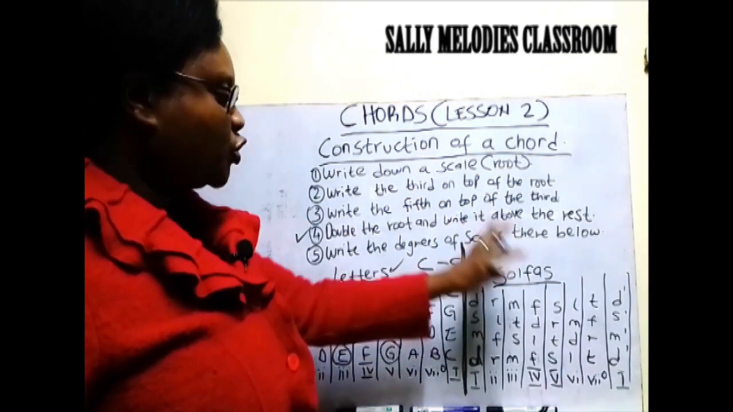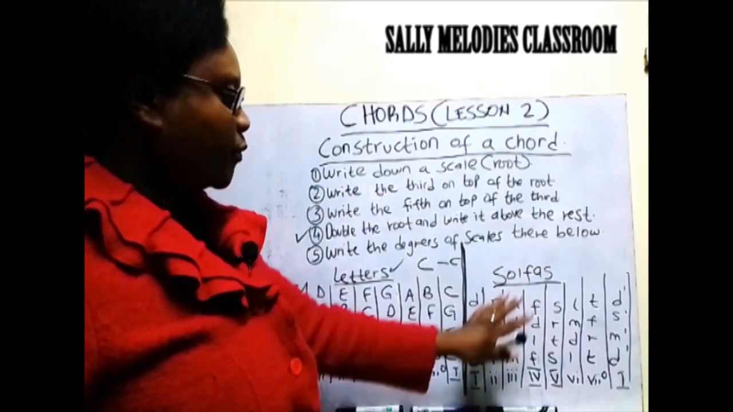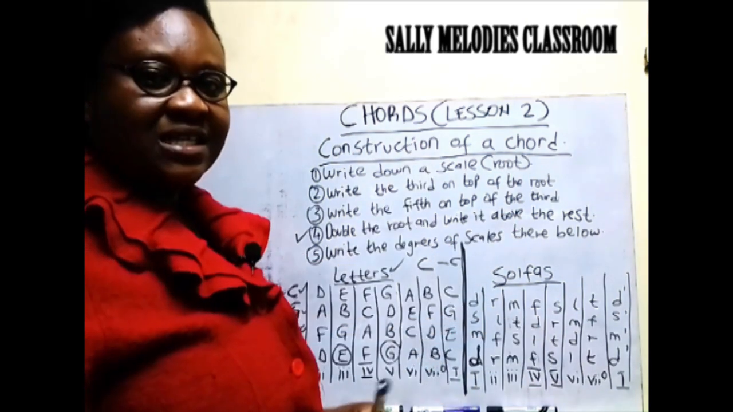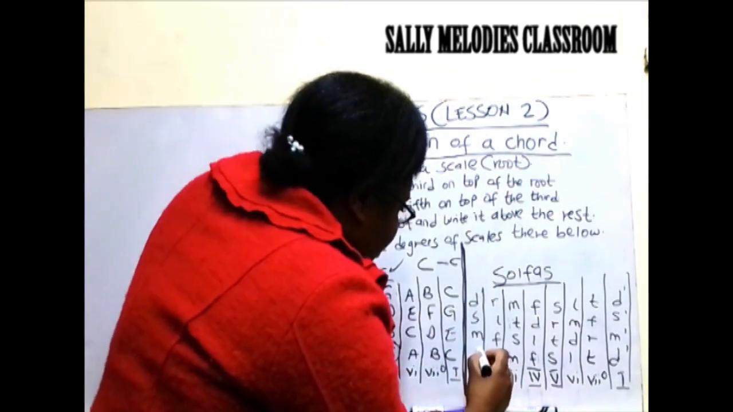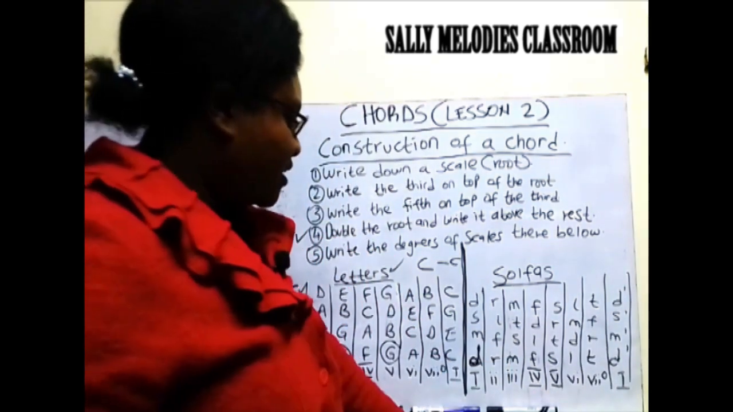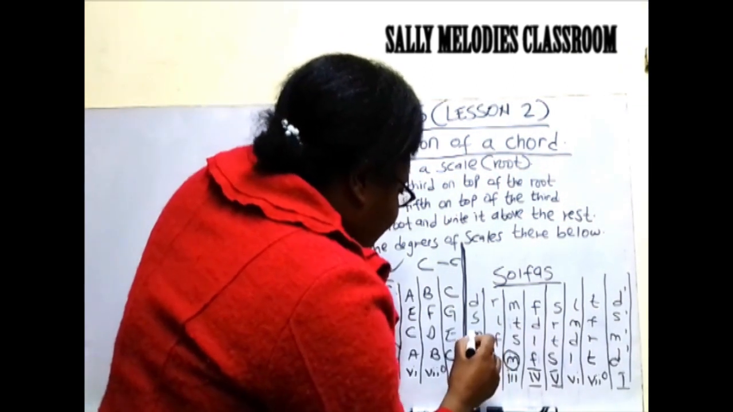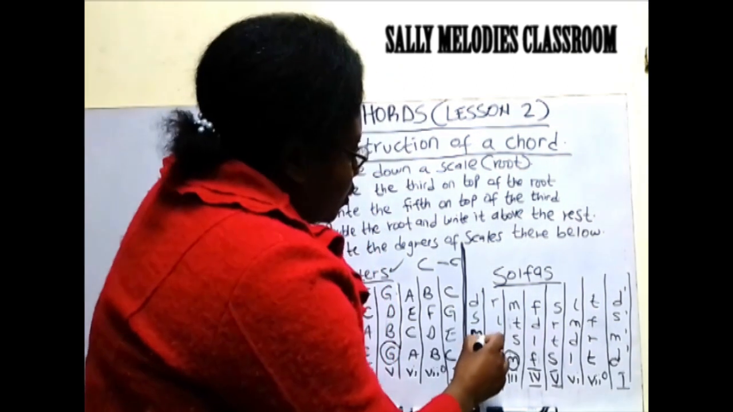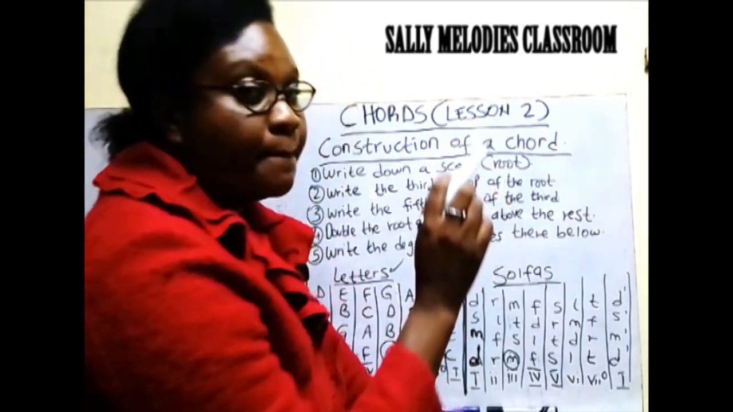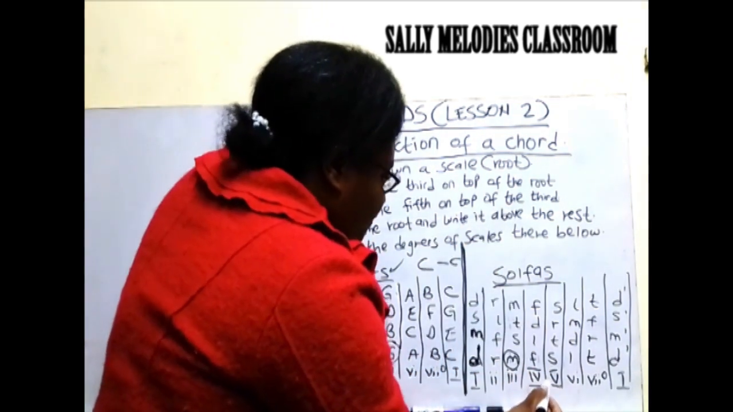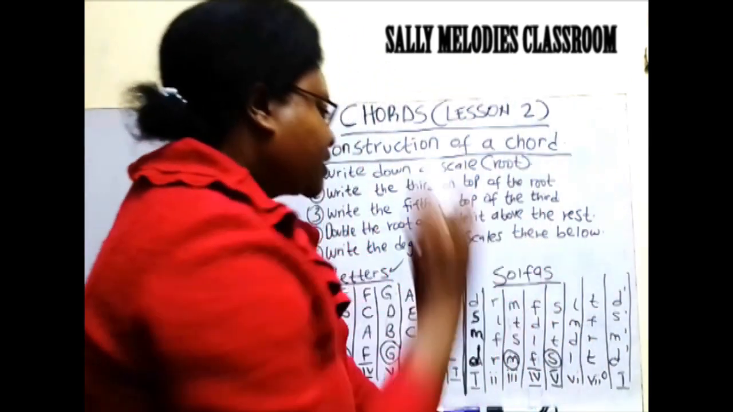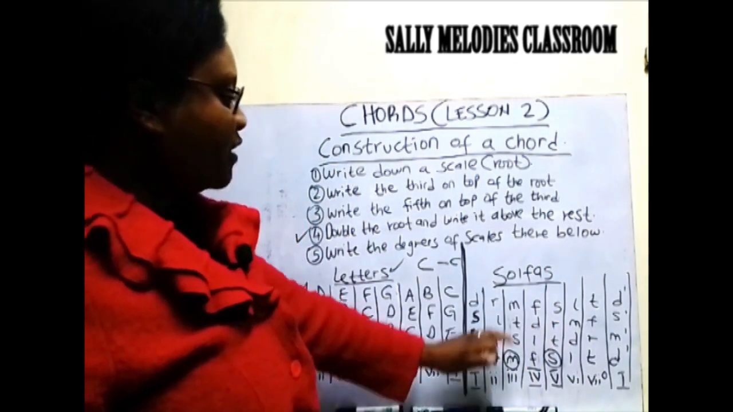I want you to realize that when you are writing the scales on the solfas, it can be any scale. You write your scale from do to the other do. And then you take your third, which is mi. You come and place it here on top of the root. And then you complete your scale to the other mi. You look at your fifth, which is so. Place it here on top and complete that scale to the end.